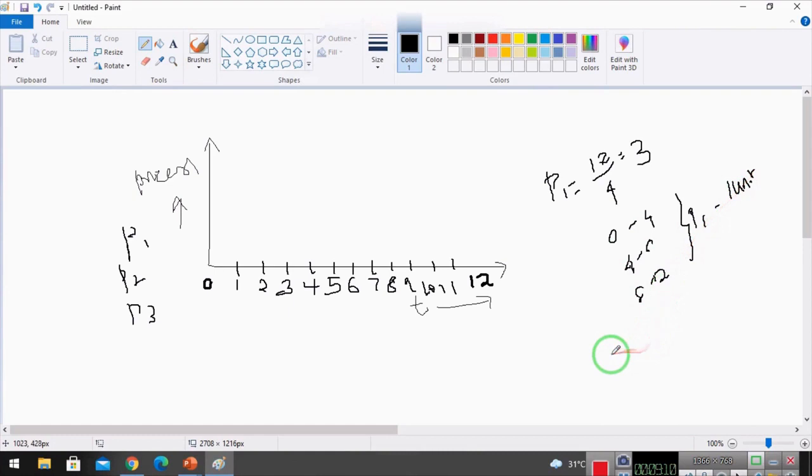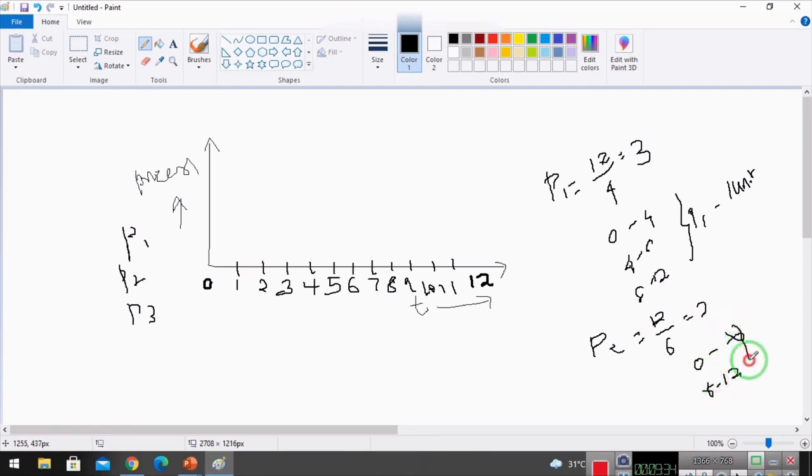So similarly for P2. The total amount of time 12 divided by the actual execution period, which is 6. So it is 2. So how do we make it into periods? 0 to 6 and 6 to 12.